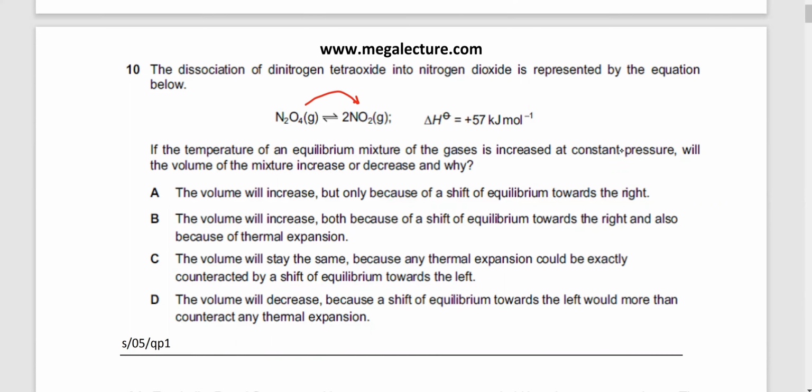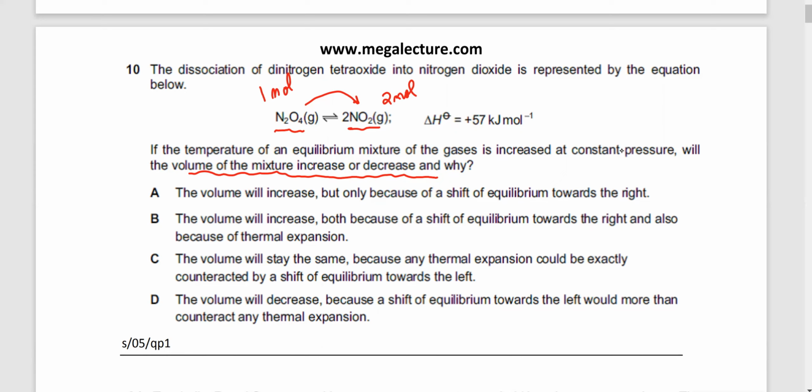So what would happen to the volume of the mixture? Would it increase or decrease, and why? Volume would stay the same, won't it? Look at the number of gas molecules. How many gas molecules do you have on the left? You have one, and on the right you have two. So what happens to the quantity of gas? It increases. So that means the volume will decrease. Oh, sorry, the volume will increase as well.